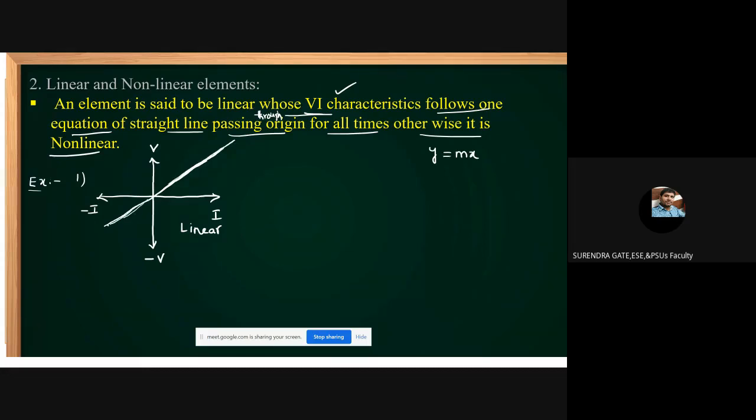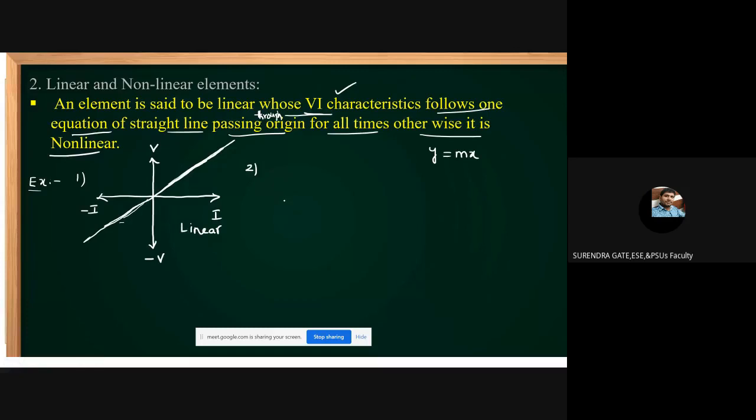At all times it follows the one equation only, and it is also passing through the origin. That's why it is linear. Both sides follow only one equation of a straight line. This side's straight line equation and this side's straight line equation must be the same. Then we can say that it is a linear element at all times, and it must pass through the origin.